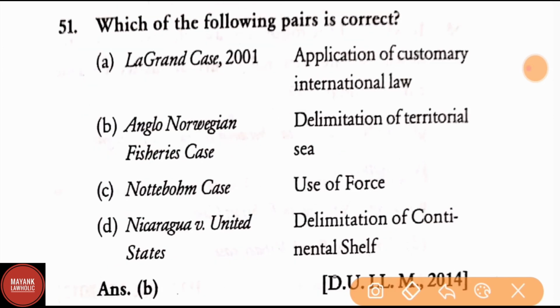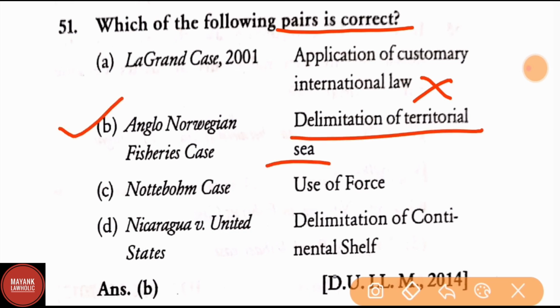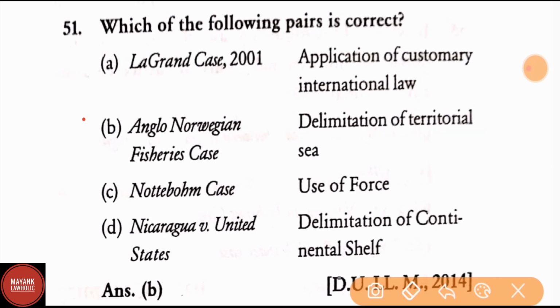Question number 51. Which of the following pairs is correct? LaGrand case 2001, application of customary international law. No. Anglo-Norwegian fisheries case, delimitation of territorial sea, correct. C. Nottebohm case, use of force, wrong. D. Nicaragua versus United States of America, delimitation of continental shelf, no. So the correct match is only Anglo-Norwegian fisheries case, that is delimitation of territorial sea.